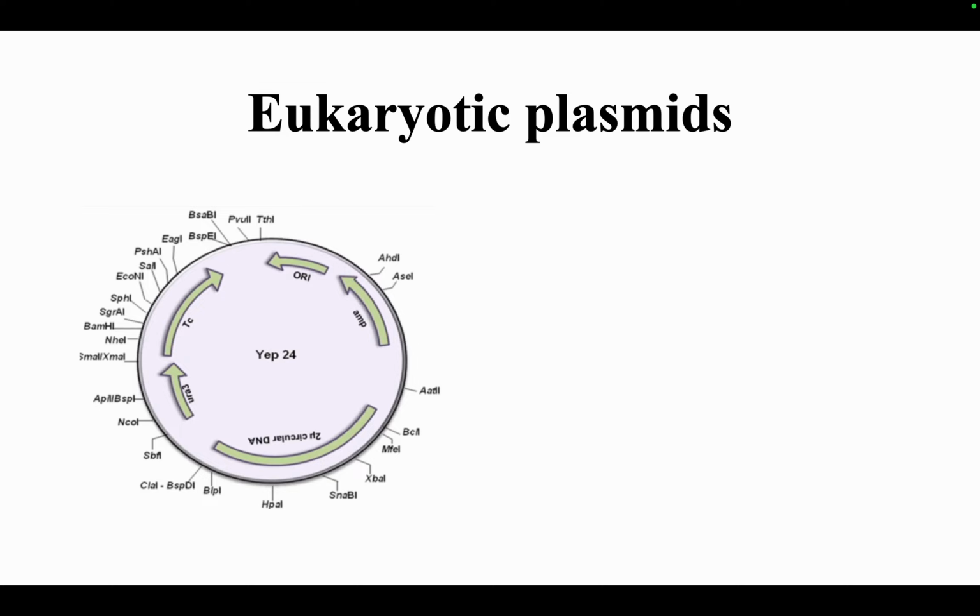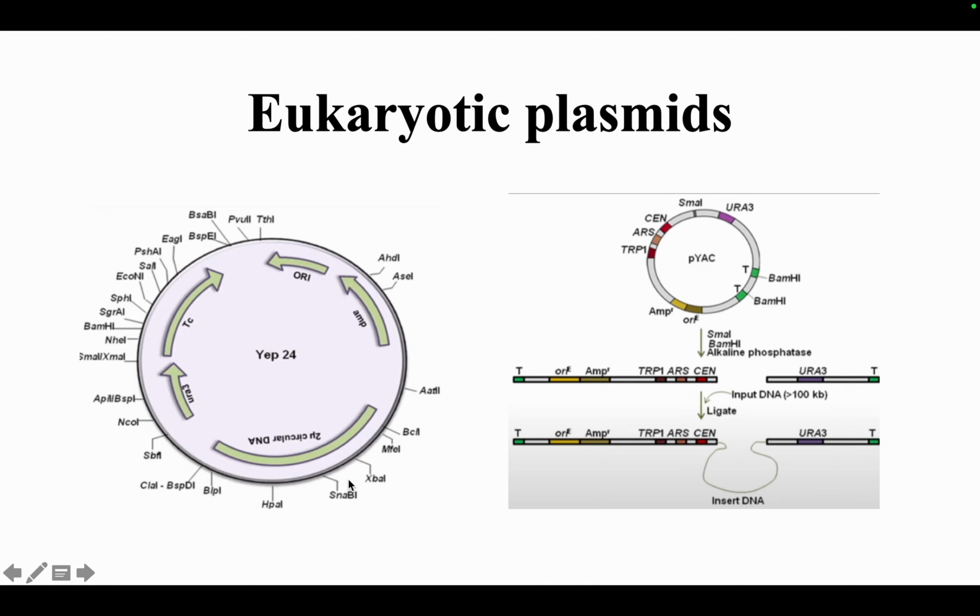There are the eukaryotic plasmids like YP24. It's a yeast plasmid, as you can see, and again it has an origin. So this YP plasmid is a shuttle vector, that is, it can also be used in bacteria as well as yeast. So it has origin sites for bacterial replication, as well as origin sites for yeast replication. Okay, then we have the yeast artificial chromosome, which we studied during cDNA or genomic library preparation.